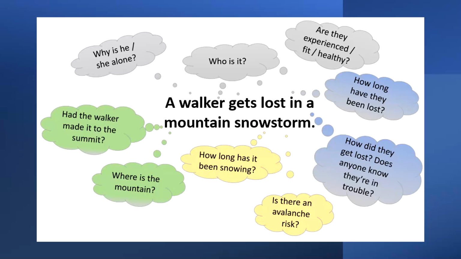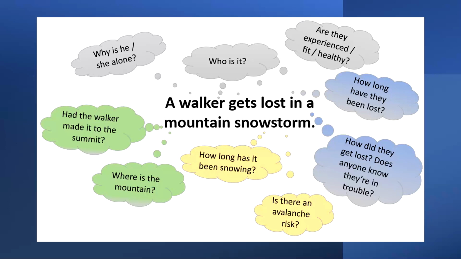Then in the blue, I'm starting to look at that word lost. And I'm thinking, well, how long have they been lost? How did they get lost? Does anyone even know they're in trouble? Then moving round clockwise to the yellow, I'm looking at that word snowstorm. How long has it been snowing? Is there an avalanche risk? And then the word mountain in the green bubbles. Had the walker even made it to the summit? Where is the mountain? Are we in Britain? Are we somewhere else? All of those questions are starting to give me ideas in my head.